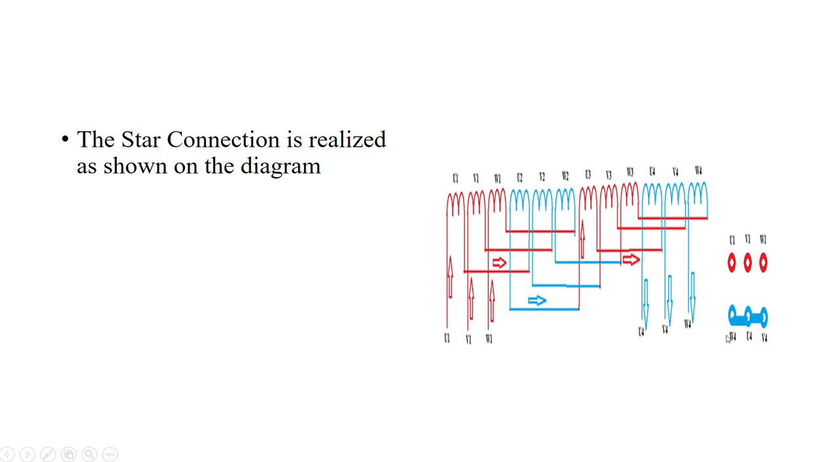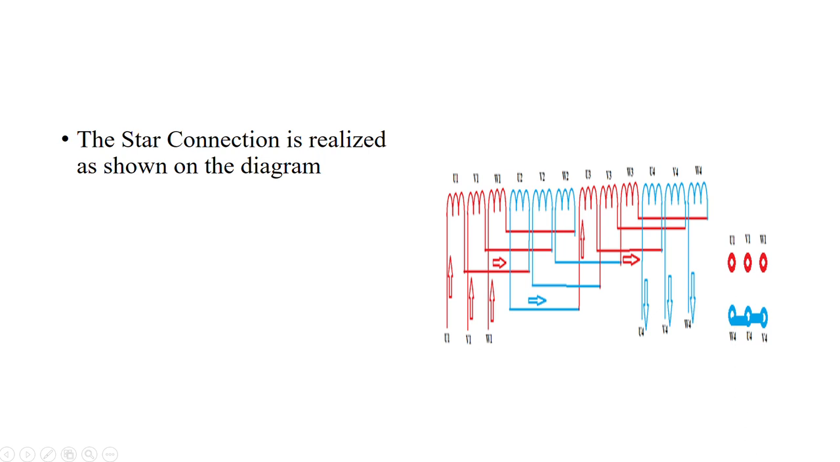If U1 is here, U2 cannot come here. That's going to be short circuit. If V1 is here, V2 is not expected to be here. W1 is here, W2 is not expected to be here. That is why you see that the labeling goes this way.